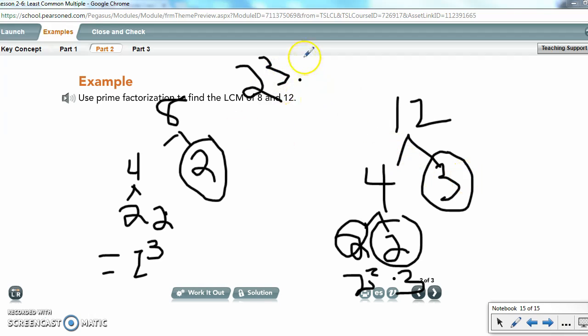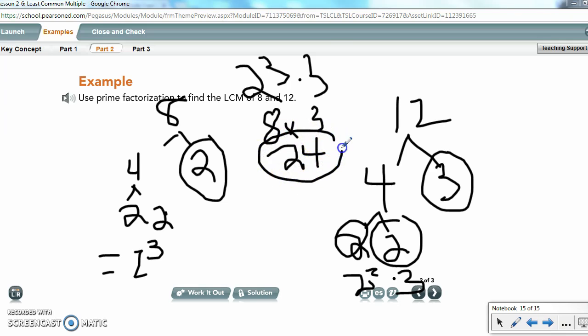And then we have 1 3 over here. So 3 will go to the right. Well, 2 to the third power is 8. What's 8 multiplied by 3? Well, 8 times 3 is 24. So 24 is my LCM when we use our factor tree.